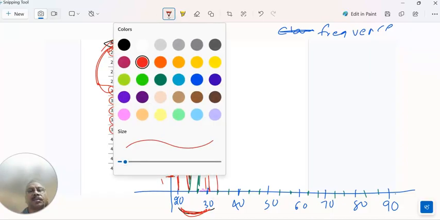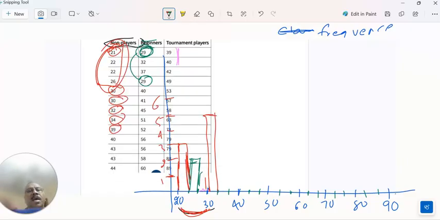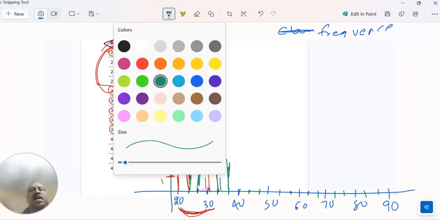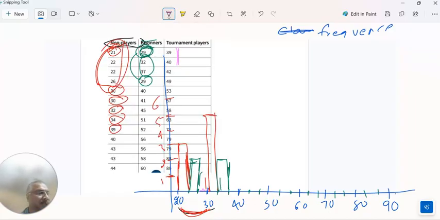Then green color for next one. There are two of these, 32 and 37. Again here, and the pink color, do we have, if you see there's a 39 here, that falls between 30 to 40. So there's one, so I'm going to put a pink color right here. Now that is done. Next we'll go for red again.